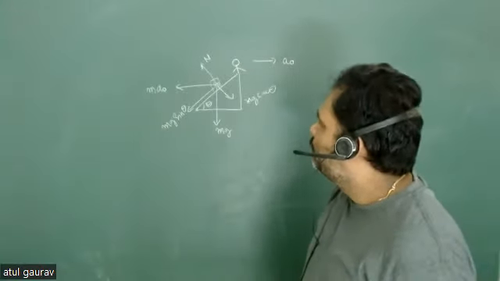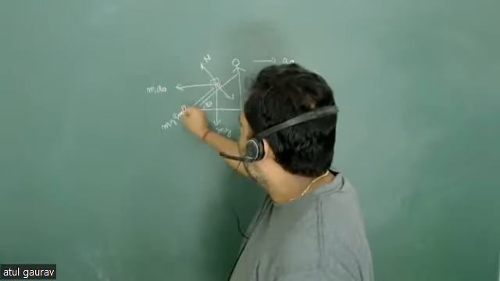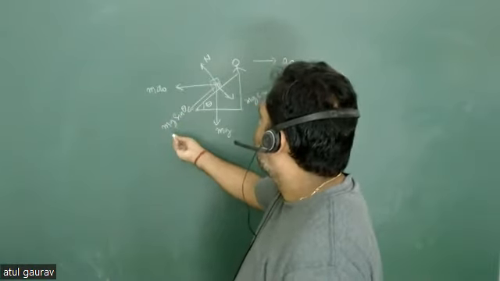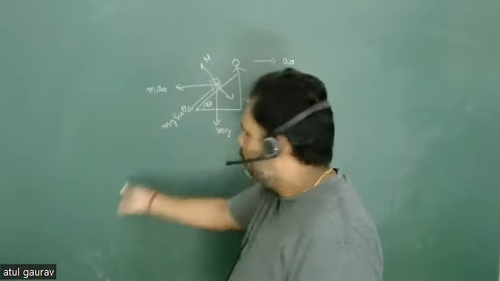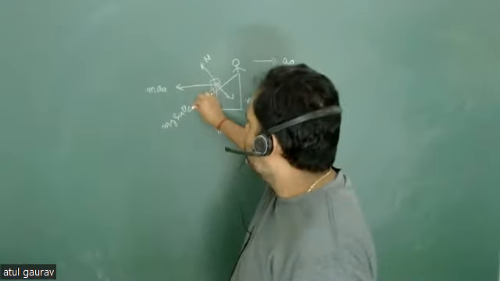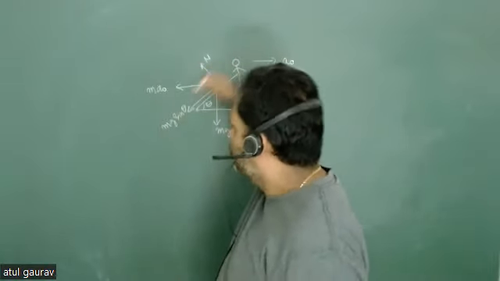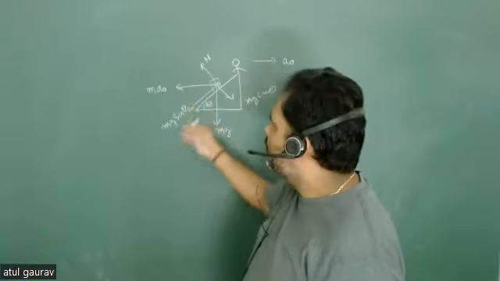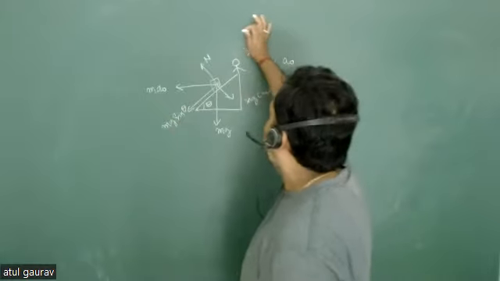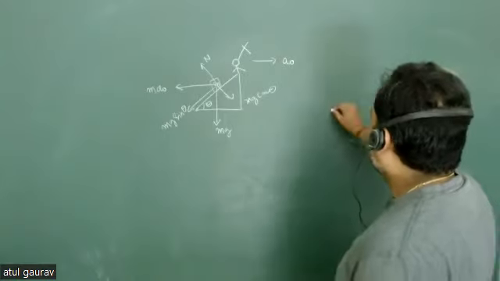Now what will happen? If this is the direction of the pseudo force, one component of acceleration will be on this side. This will fall down with more acceleration, isn't it? If you take components in this direction, one component comes here and the other comes here, so it will fall with very high acceleration, more than g sin theta. So obviously this arrangement is not correct.